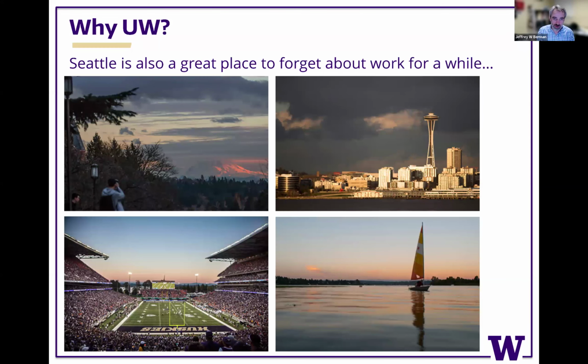Of course, Seattle is also a great place to forget about work for a while. We are a 3-hour drive from 3 national parks, and they're gorgeous. Mount Rainier National Park, Olympic National Park, and North Cascades National Park. The city itself is fantastic with lots of things to do, lots of restaurants, lots of sports. The University has lots of sports, and the city itself is surrounded by water, and it's just really, really pretty.